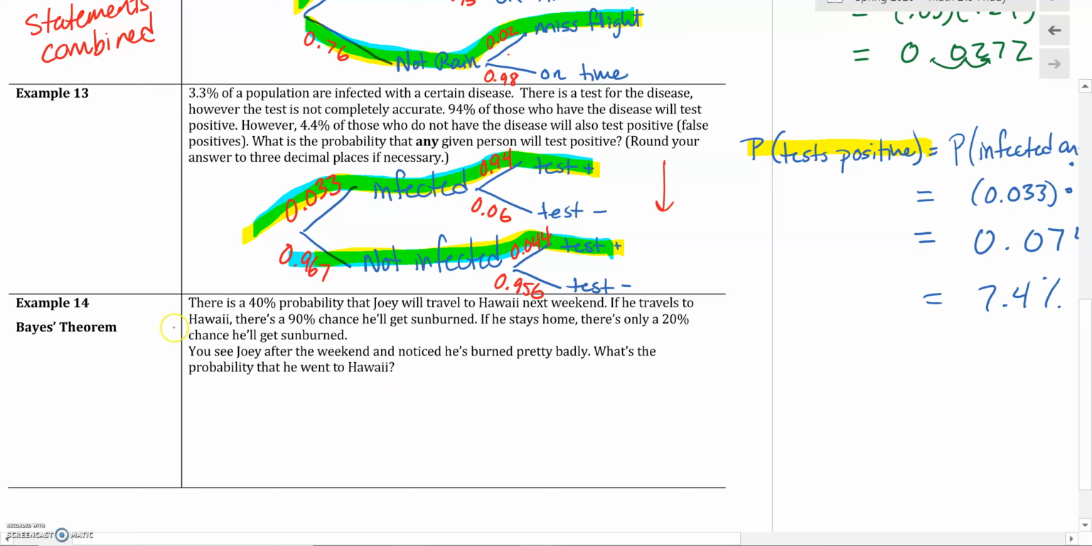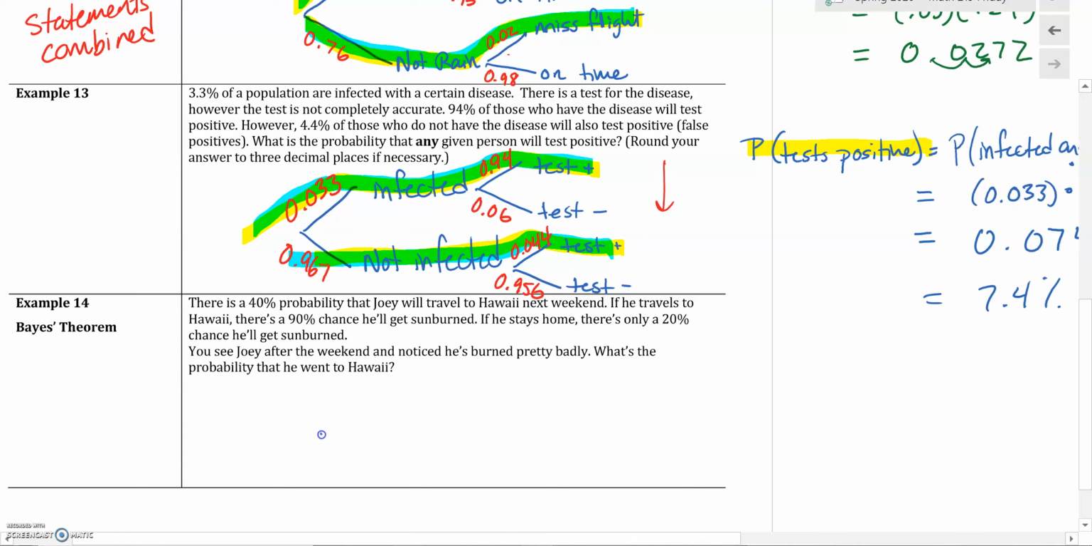All right, again, let's kind of think it through. There's a 40% chance he's going to Hawaii, and if he does go to Hawaii, there's a 90% chance he'll get sunburned. But if he stays at home, there's still a 20% chance he'll get sunburned. So if you see that he's sunburned, what's the likelihood that he got it in Hawaii? Let's first organize the data in a tree diagram, as we have been doing with the last two examples.